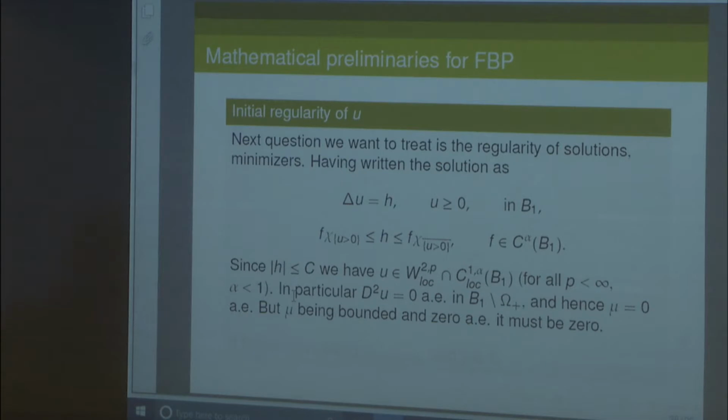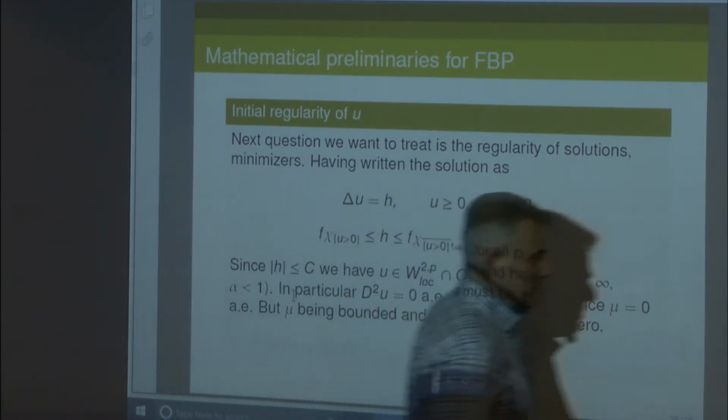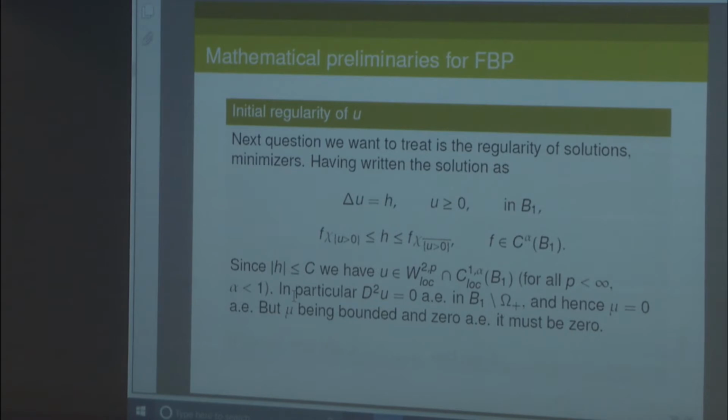So this is another exercise for you, which is the last line. If your measure mu is k of x times the characteristic function of a set, let's say D, and D has volume 0, that is, D has Lebesgue measure 0, and k is bounded, what are the possibilities for the measure mu? What is mu?